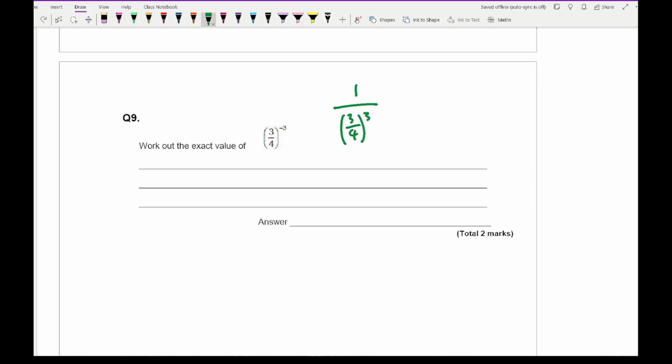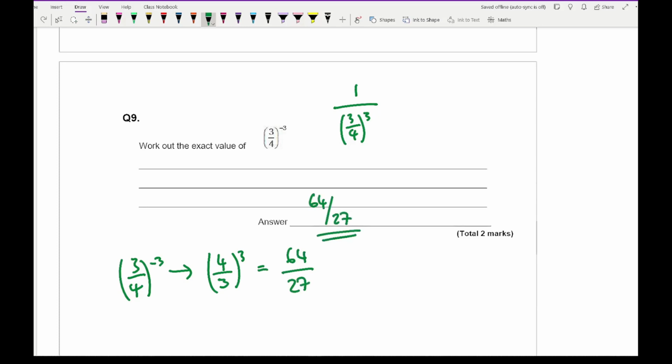Now, it doesn't really matter which one you do first, if you want to do the reciprocal first or the cubing first. Generally speaking, when you are dealing with a negative power and a fraction, just simply flip the fraction. So if I have 3/4 to the power of minus 3, then if I flip the fraction, that turns the power into a positive, and then just cube both numbers. So 4 cubed is 64, 3 cubed is 27. So my final answer then is 64 over 27. Or I could write the answer as 2 and 10/27 as a mixed number, but that's either way.